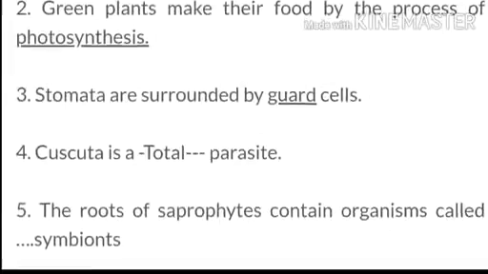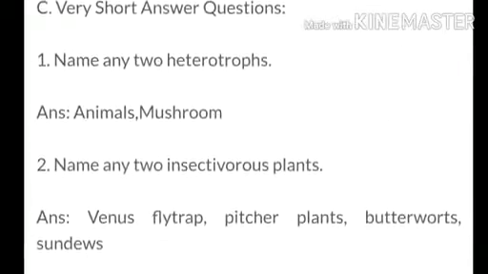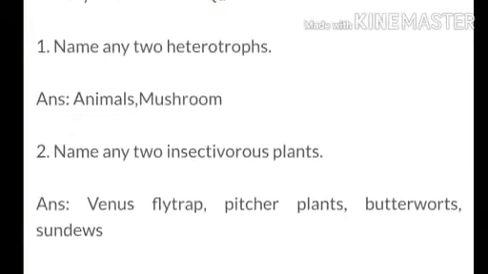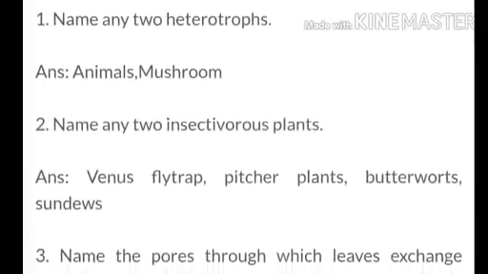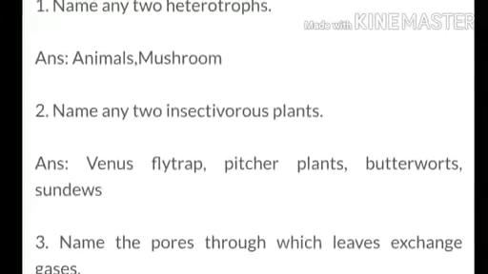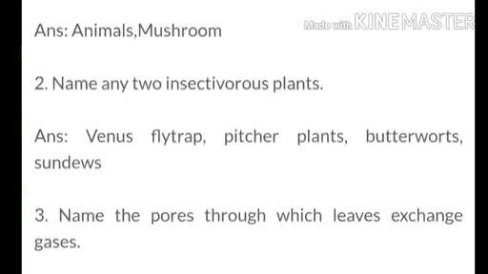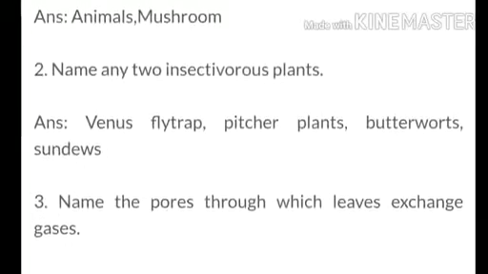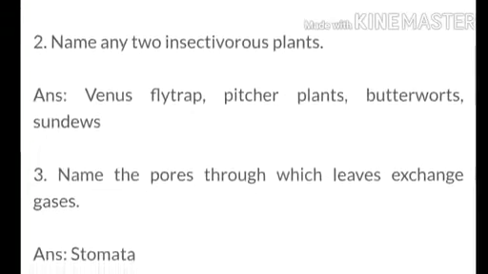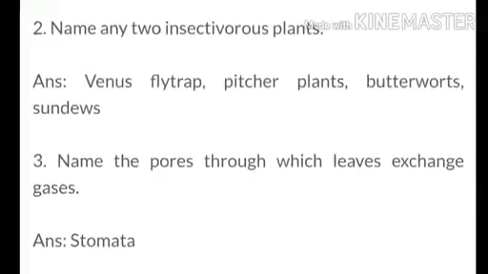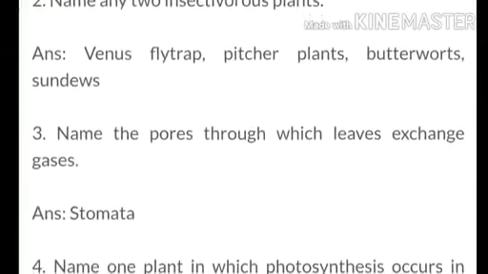Now we will start very short answer questions. First question, name any two heterotrophs. So the answer is animals and mushroom. Second question, name any two insectivorous plants. You may write any two: Venus flytrap, pitcher plants, butterworts and sundew.